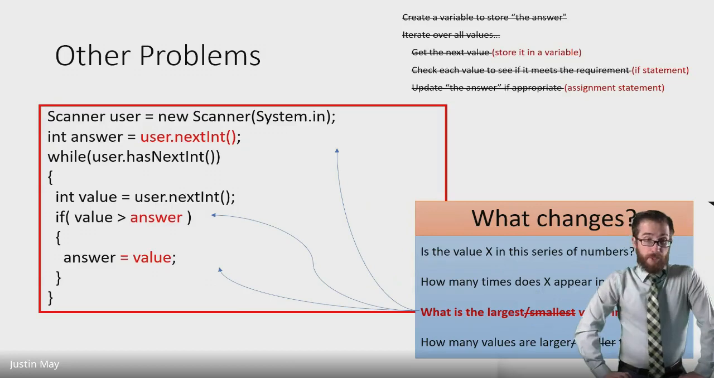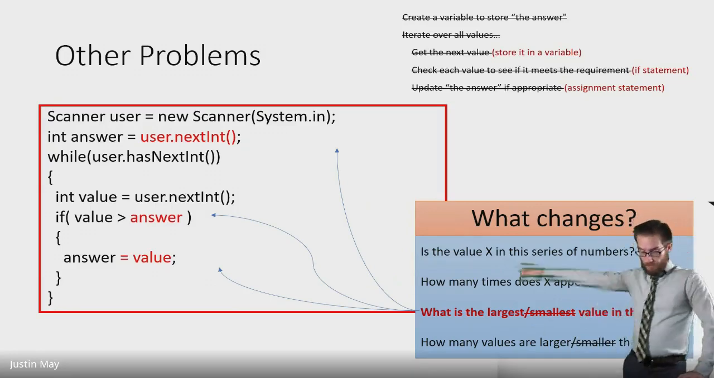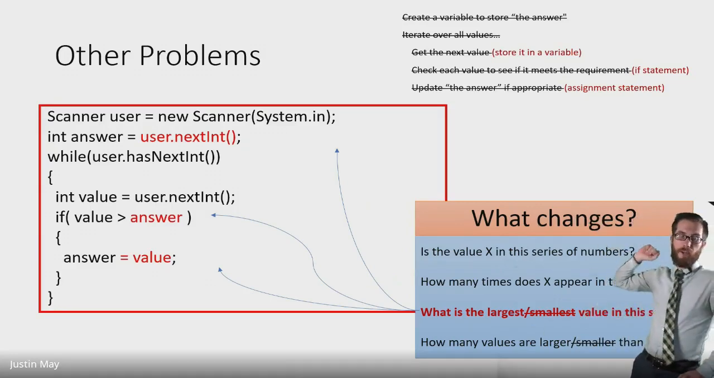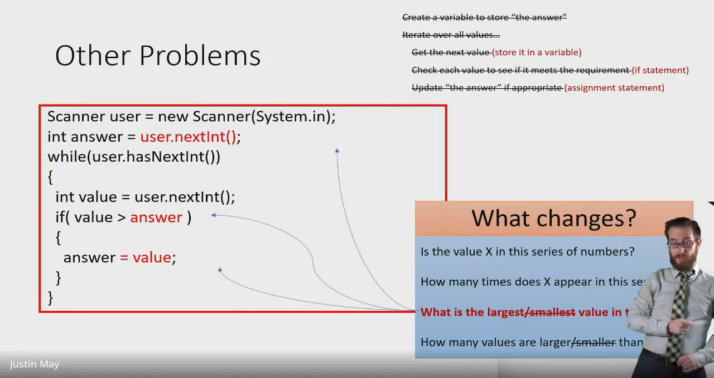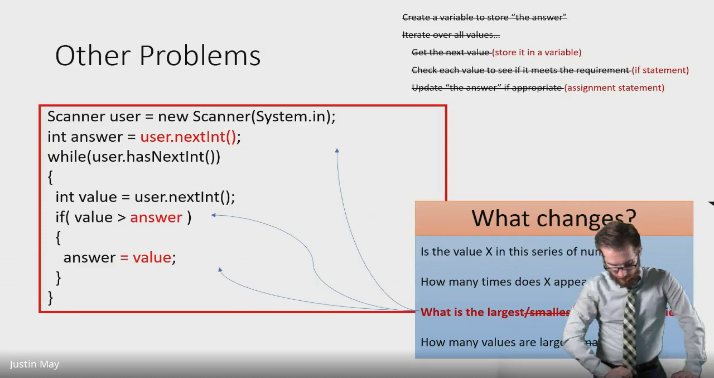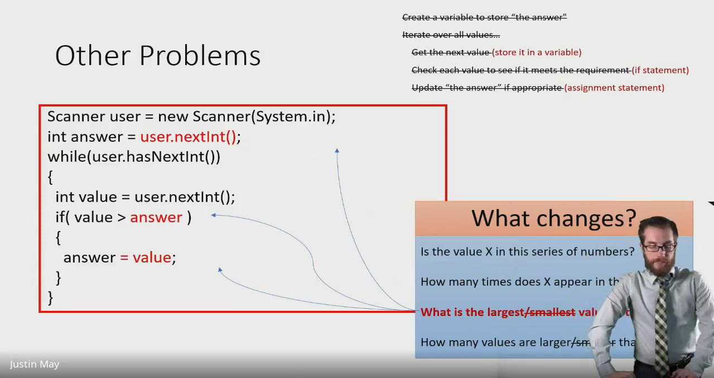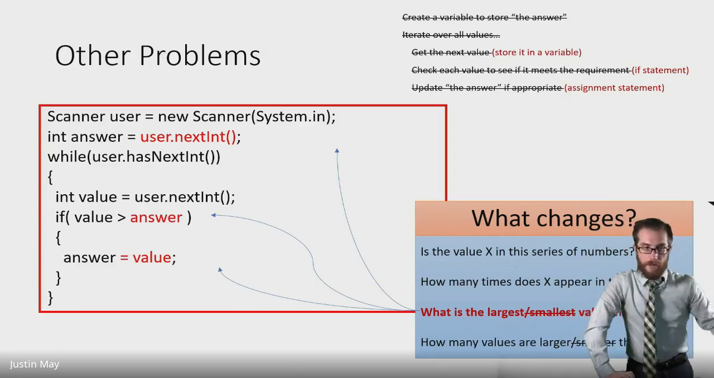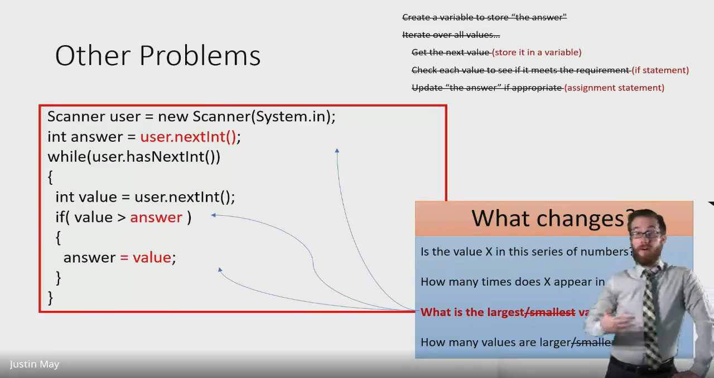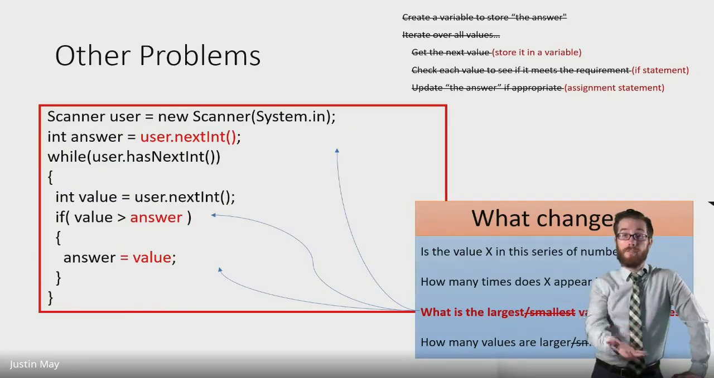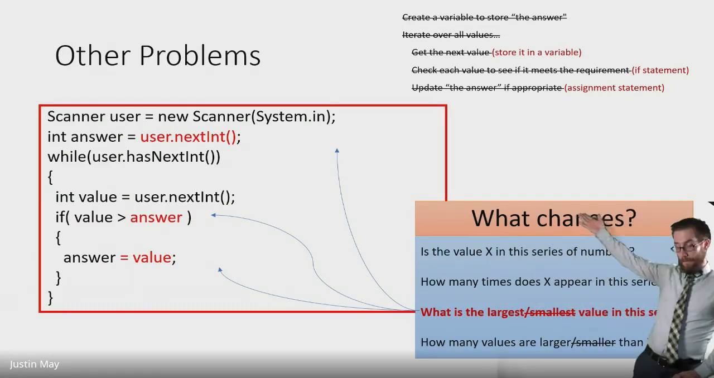There's a bunch of things we have to change. First, the default value of our answer, we're going to default to the first number the user typed. Okay? In this particular problem, to get the largest number in the series, the user has to type at least one number. There's no number that represents no numbers. So by default, the first value the user types is the largest value. So we're going to start there.